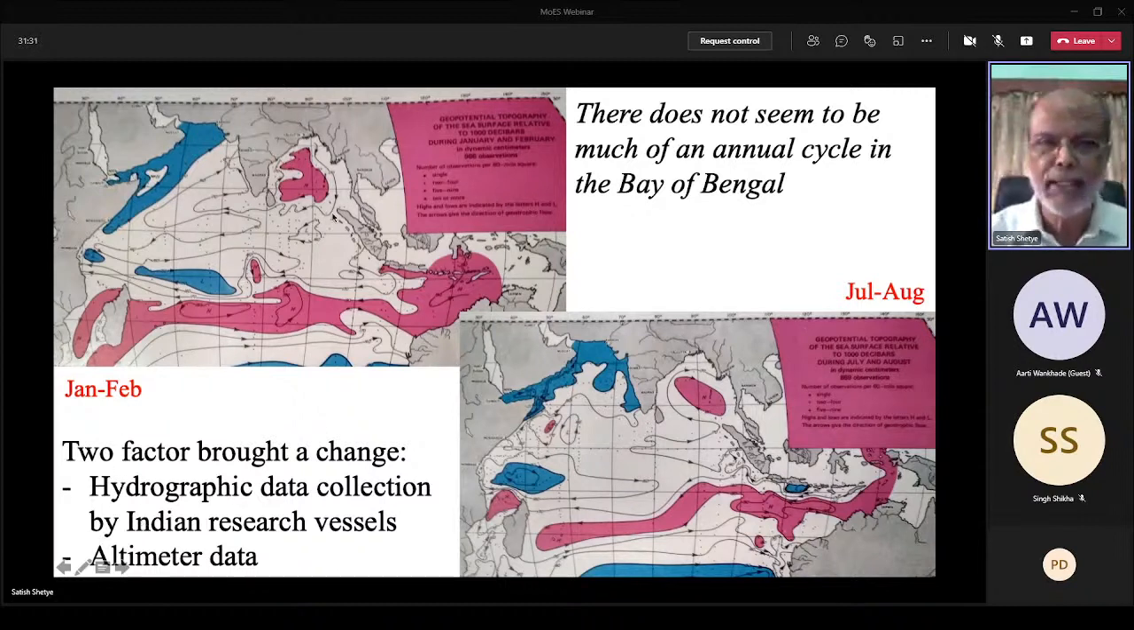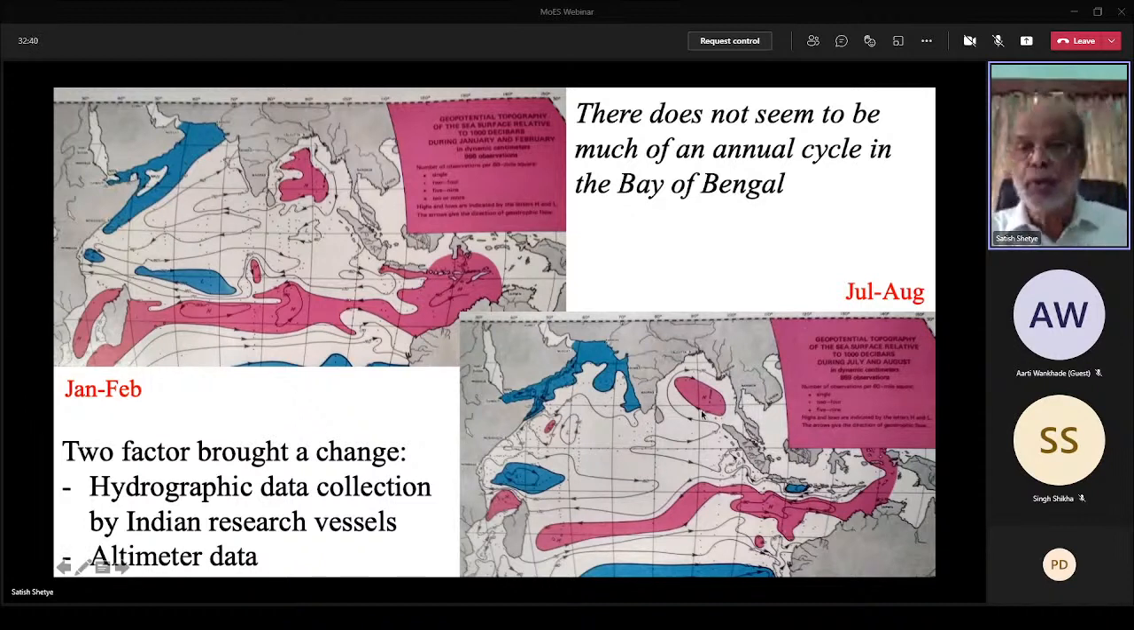What I would like to bring to your notice is, if you look at the July-August distribution of dynamic topography, in centimeters, in the Bay of Bengal, that whole description is based on a number of stations that could be counted on the fingers of one hand. The situation is a little better during January, February, but not a whole lot better. It is somewhat better in the Arabian Sea, but again, not a whole lot better. So this region, the vicinity of the Indian subcontinent, was data poor. I think hydrographic data that were collected by Indian research vessels were very important, and the altimeter data subsequently played a major role in integrating hydrographic information.